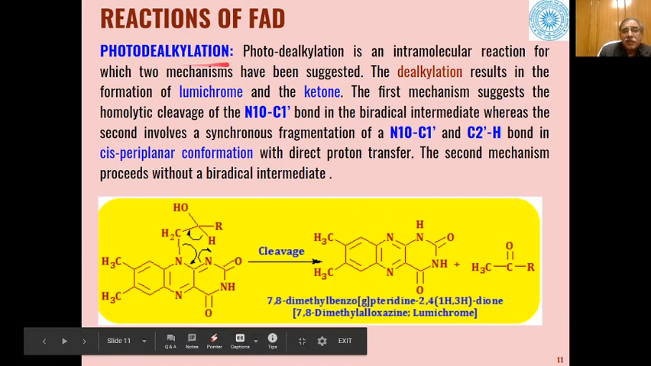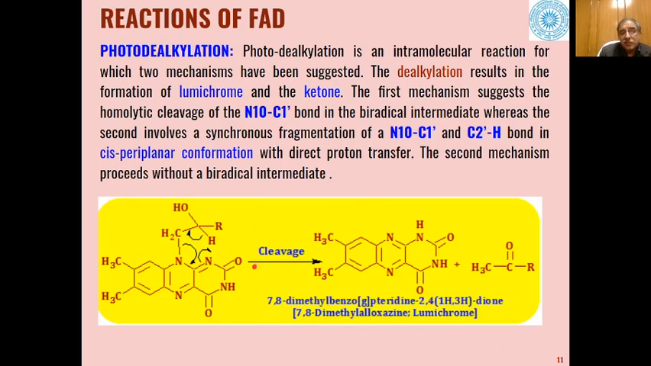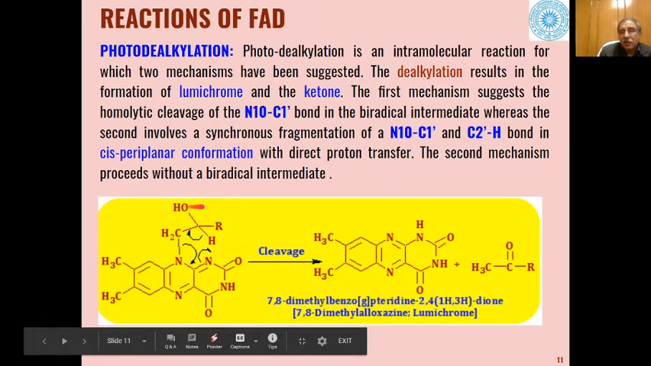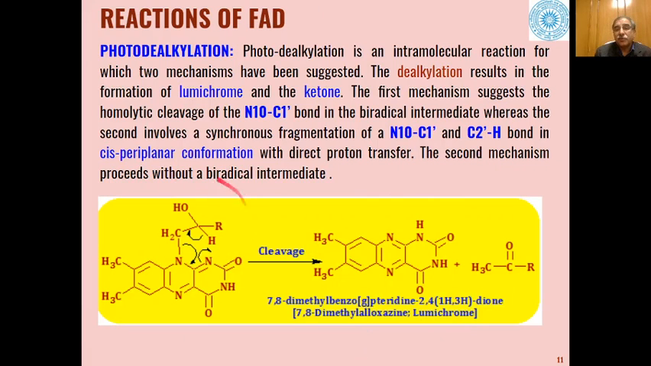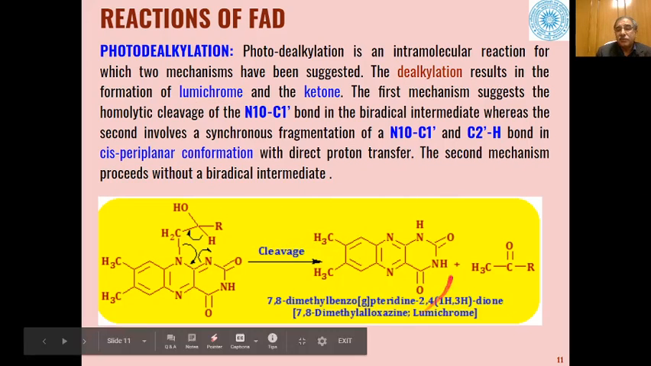Then photodealkylation can also take place. The flavins, they can undergo these types of cis periplanar conformation intermediates to give us these types of duochromes as the product with the elimination of a ketone from this place. So dealkylation results in the formation of this lumichrome, and a ketone is formed from these types of reactions.